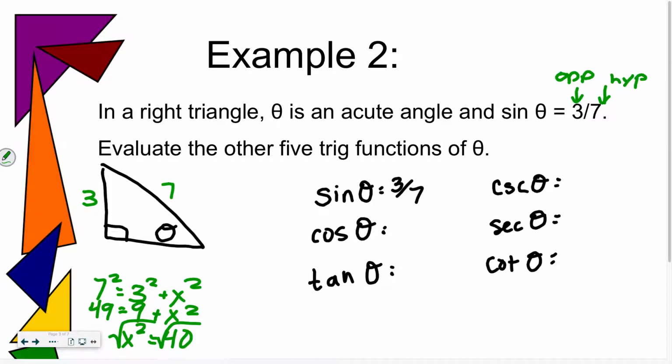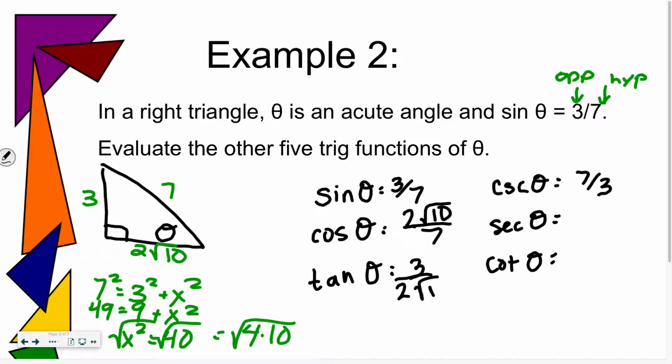What should we do with the square root of 40? Simplify it first. The square root of 40 is really the square root of 4 times 10, which is 2 radical 10. I would use this reduced one. Otherwise, you'll put it into a fraction and still need to reduce all the square roots of 40. So that makes my cosine 2 square root 10 over 7. And that makes my tangent 3 over 2 square root 10.